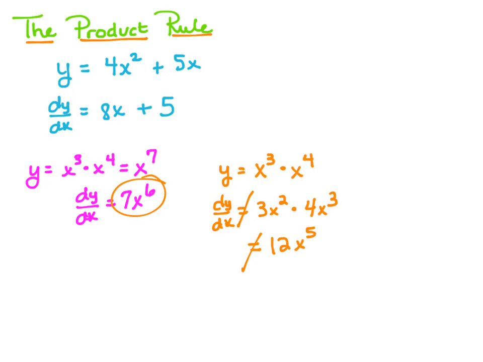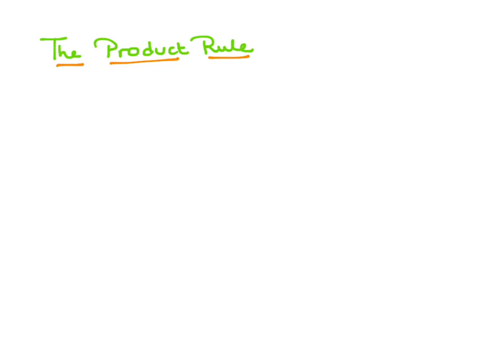So let's look at the rule that we can apply in these situations. The rule is called the product rule. We use it whenever we're trying to find the derivative of a product of functions. And the rule looks like this. The derivative of two functions f times g is equal to f prime times g plus g prime times f.